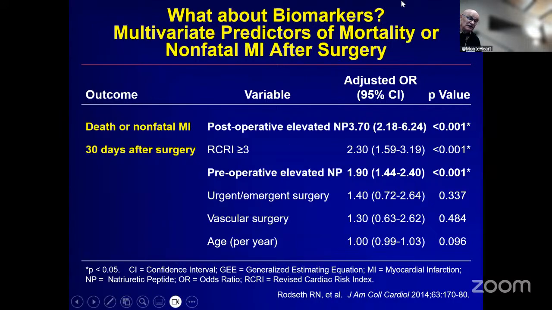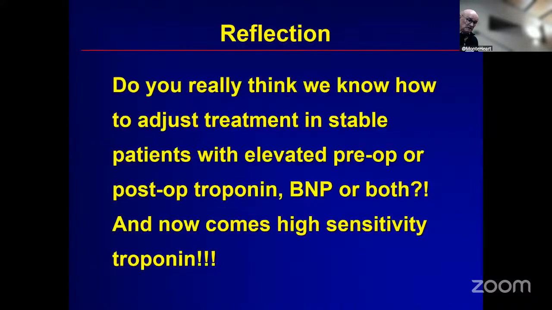And if we look at other biomarkers, they have some evident risk. Biomarkers predict outcome. Revised cardiac risk index, elevated natriuretic peptide, hazard rate of 2. Oh, so should I do a cath if they have a high BNP pre-op? What do I do with a healthy looking patient who has a high sensitivity troponin facing non-cardiac surgery, or BNP for that matter? Pick the test. Do you think we know how to adjust treatment in stable patients with elevated biomarkers? I don't. I have no idea.